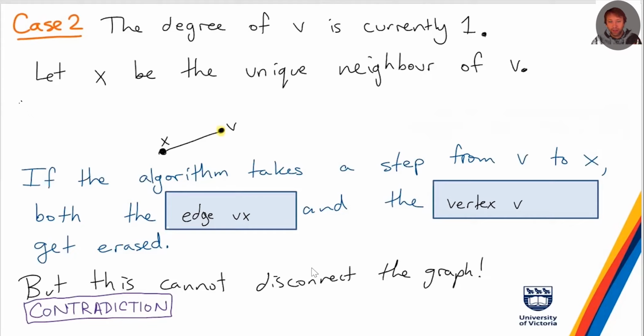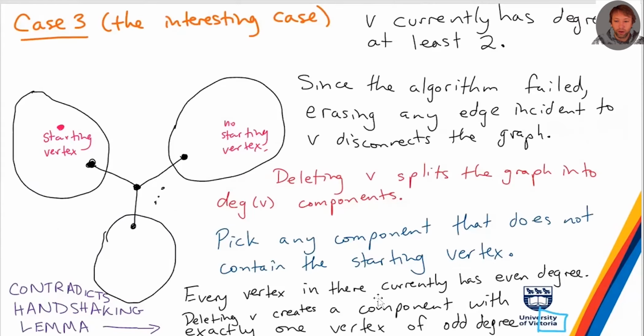If I have some graph which is connected, some sort of graph here, and I've got a vertex with degree 1, and I delete this edge and I delete the vertex, that doesn't disconnect the graph. So that's a contradiction, meaning that the algorithm couldn't have failed when the current vertex has degree 1. Okay, so this is the most interesting case. This is the final case of the proof.